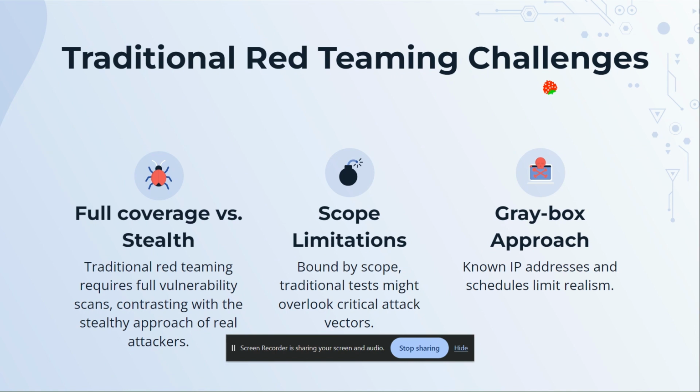remediated. Also, scope limitations. We're bound by scope. Traditional tests might overlook critical attack vectors. If we have no previous knowledge or preparation of a certain attack, we might not detect it. And then gray box approach. So the red and blue team generally know the IP addresses and the schedules of the 9 to 5 limit how real the attacks can be.